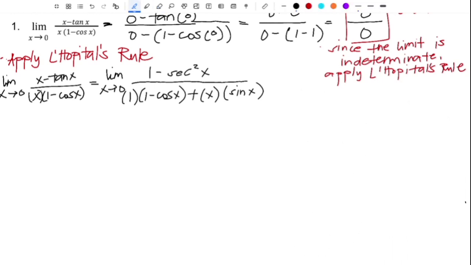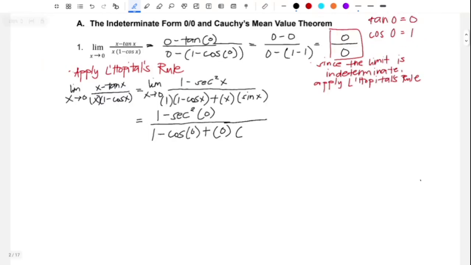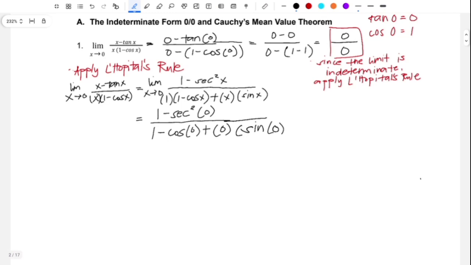Okay. Let us apply our limit. Secant 0 squared over, we can simplify this as 1 minus cosine 0 plus 0. Okay, we have sine 0 there.